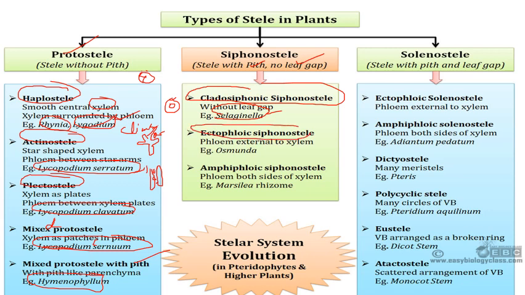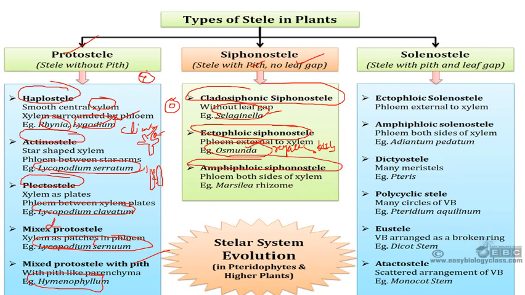Then next comes ectophloic siphonostele. Ectophloic siphonostele, where phloem is present external to xylem, and it is present in Osmunda. Osmunda species is regalis, that is commonly known as the royal fern. इसे बोलते हैं हम the royal fern.